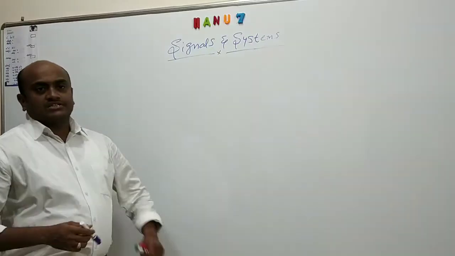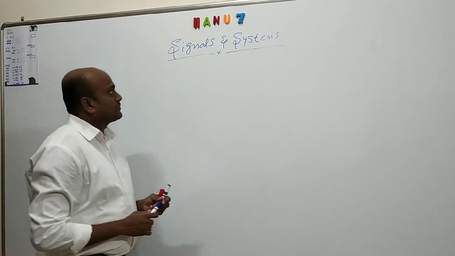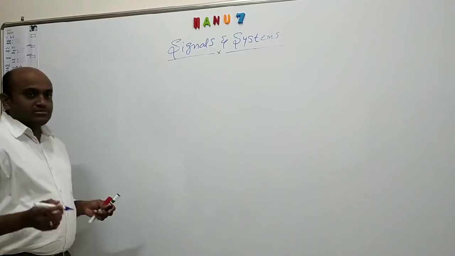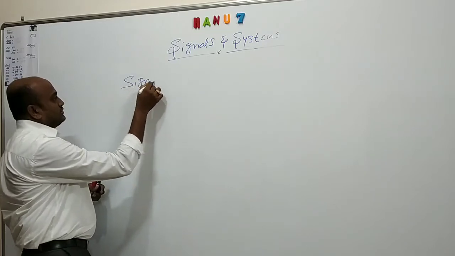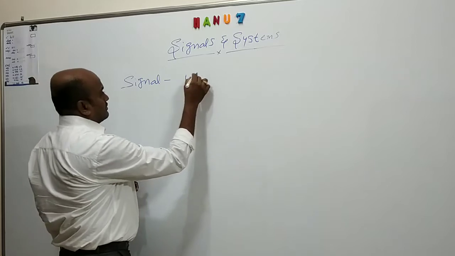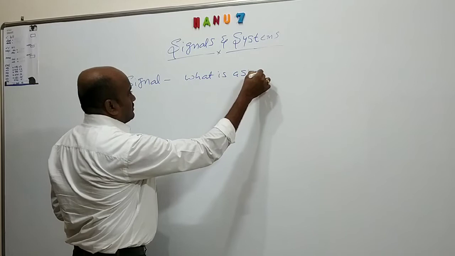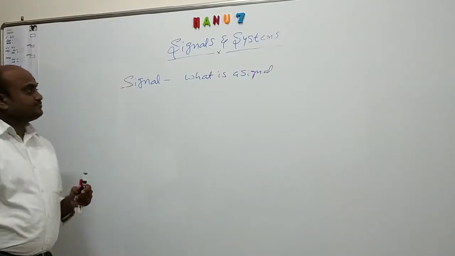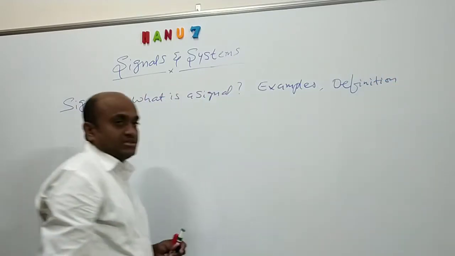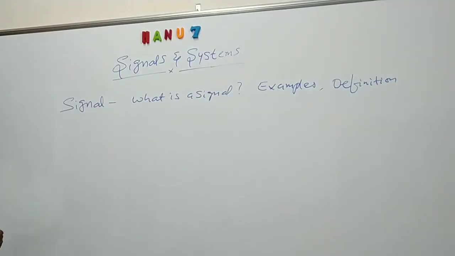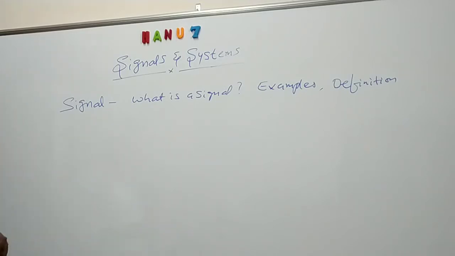This is the introduction class, introduction to the course and introduction to signals. Here we are going to discuss what is a signal. This is the first point we are going to discuss: what is a signal, what are the examples of signals, and what is the definition.